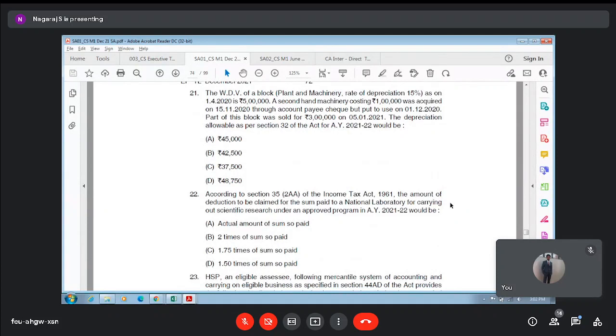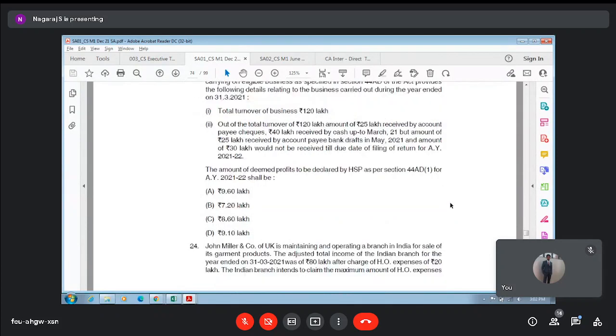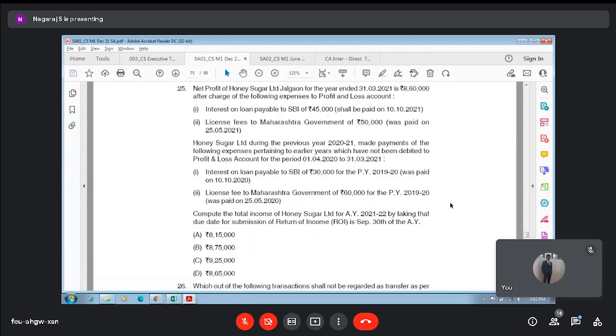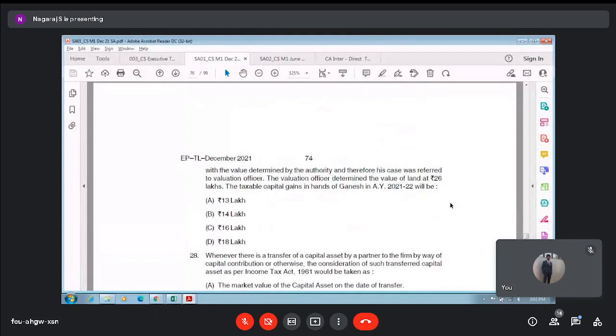Those three deductions: 80-IA, 80-IB, 80-IC, 80-ID, 80-IE, excluding 80-P, that is one. Section 10AA is another one. And 35AD deductions, which the assessee has claimed. Then you need to apply AMT. Compulsorily, you need to apply AMT.